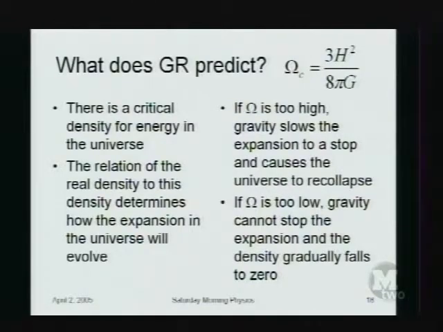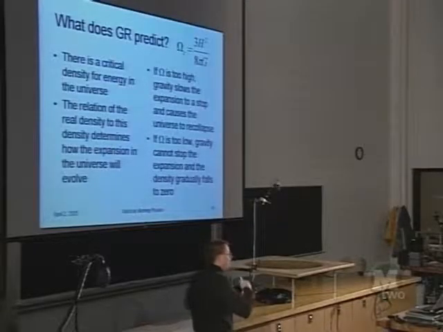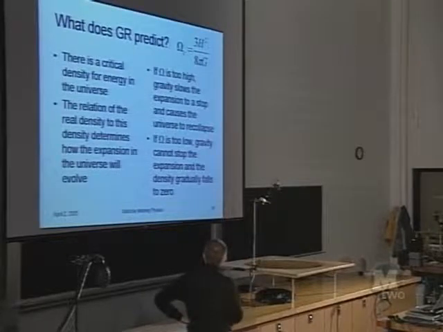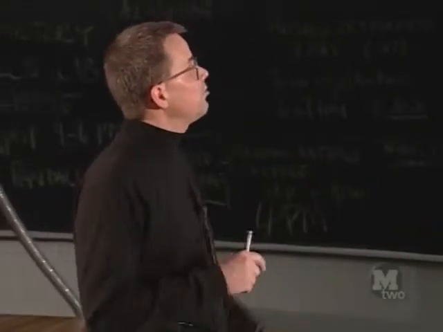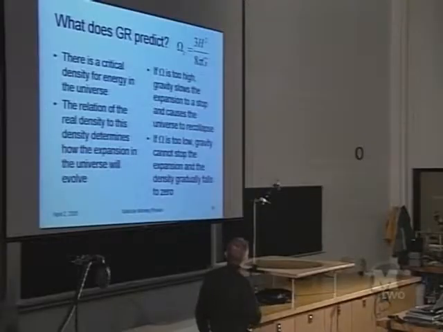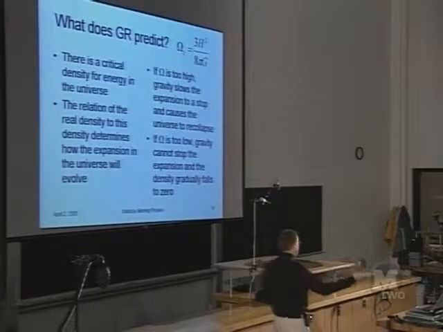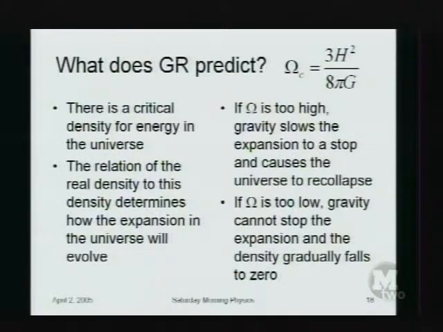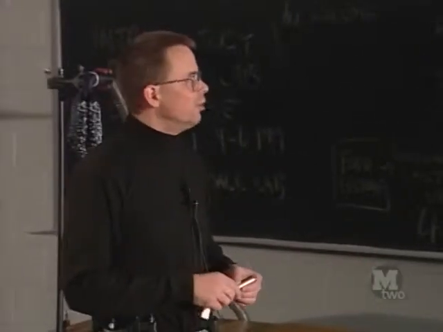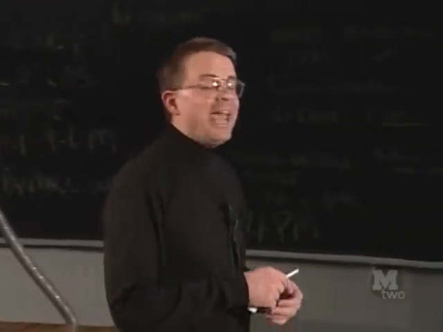All right? That critical density will determine the way the universe expands. The relationship of the real density to this critical density determines how the universe will continue to expand in the future, whether it will stop expanding and collapse again, or whether it will continue to expand forever. If the real density is too high, then gravity will slow things down. That will cause more curvature, and it will stop the expansion and cause the universe to recollapse. If instead the total amount of matter in the universe is too low, then gravity can't stop the expansion, and the density will gradually fall to zero as the universe just diffuses away.